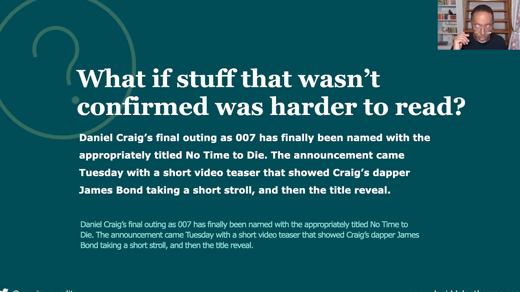So this is an actual article that came out when the first teaser trailer dropped for the new 007 film. And the first paragraph is full of confirmable information, right? This is the name of the movie. This is who's in it. The second paragraph is a rumor about why the first director got fired. First paragraph, it's pretty easy to read. It's pretty easy to believe. Second paragraph, it's a little harder to read, a little harder to believe, and it should be, it's a rumor.